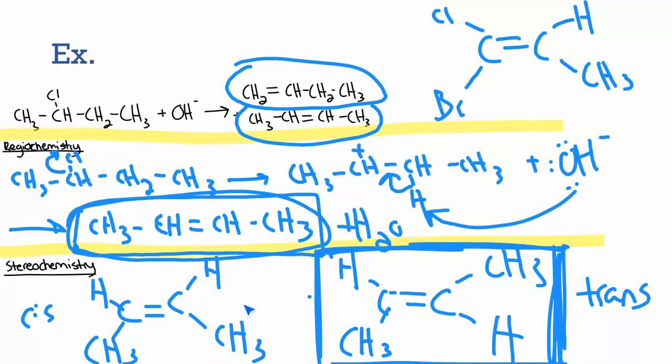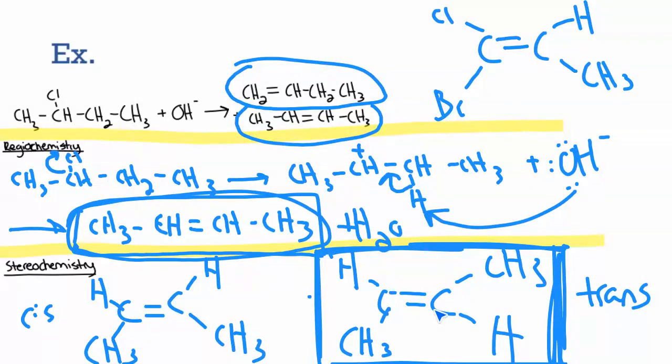Would that be cis? That would be cis, right? This one. Yeah. Because you have different groups, you would have to use E and Z, because you can only use cis and trans if you have the same groups on both carbons. Would that be Z? Yes. Because Z is higher priority groups on the same side, E is on different sides.